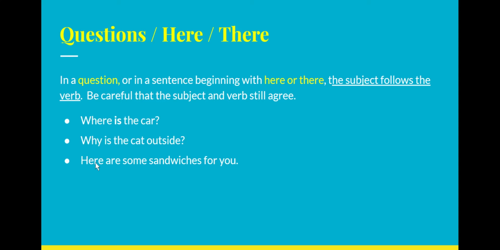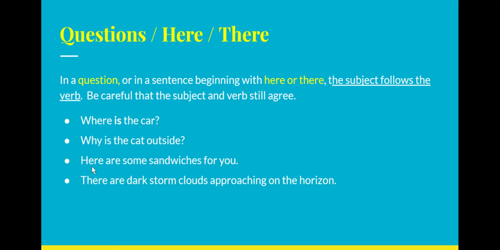Here's an example using here. Here are some sandwiches for you. So here is never my subject. My subject is coming after the verb. I'm actually talking about sandwiches, right? That's the who, that's what I'm talking about in this sentence. That's my subject. The verb is are. So they are both plural. Sandwiches and are are plural. They're in agreement.